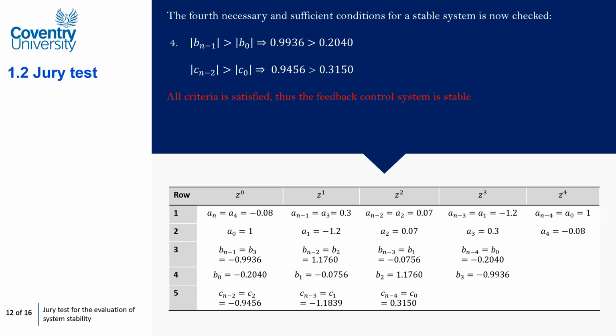So then the final step of this question to do is just to see if you meet the fourth necessary and sufficient condition for a stable system.